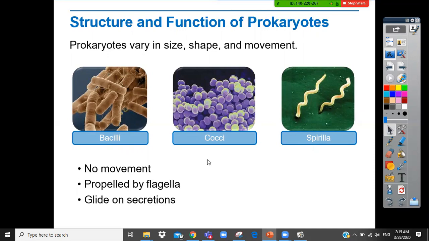For movement, some prokaryotes cannot move. They are not capable of moving. Some of them use flagella to move, and some of them can glide on secretions only.